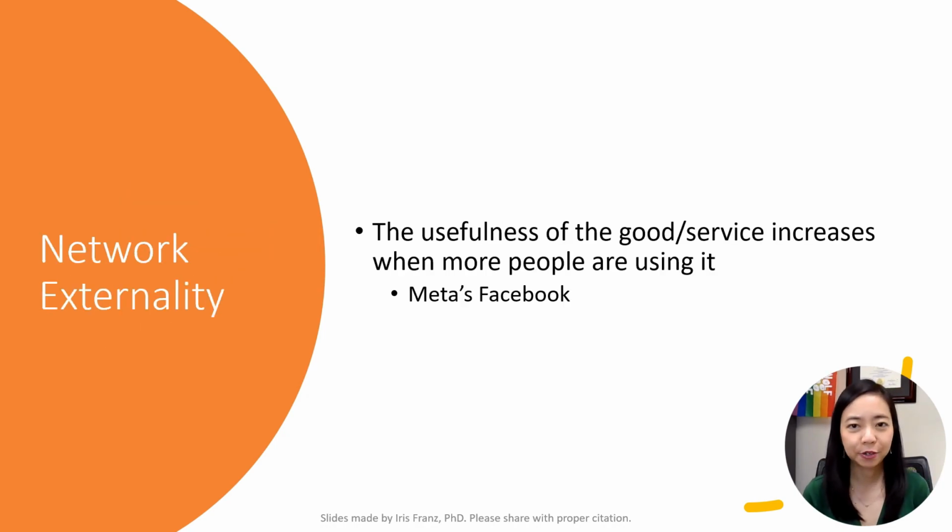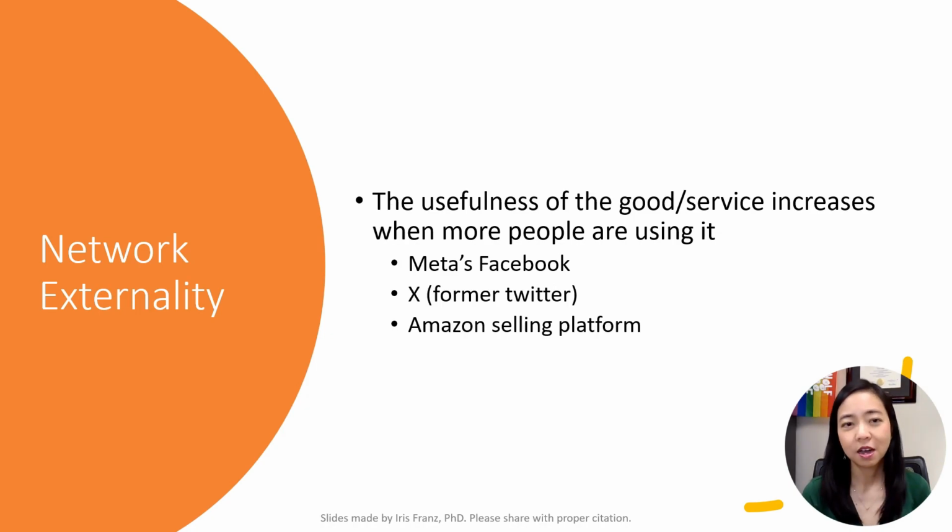The second entry barrier is network externality, where the usefulness of a good or service increases when more people are using it. For instance, Meta's Facebook. If you're the only person on this planet using Facebook, it has no value for you. As you post pictures, no one will see them. But if your friends are all using Facebook, now the value of Facebook is higher for you. Other network externality examples include X and Amazon.